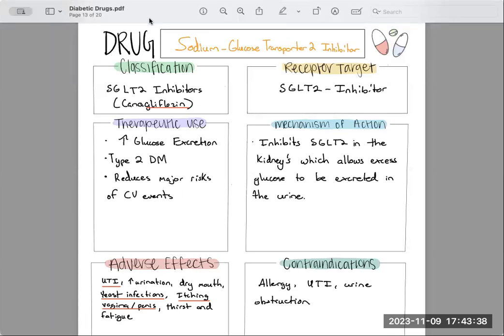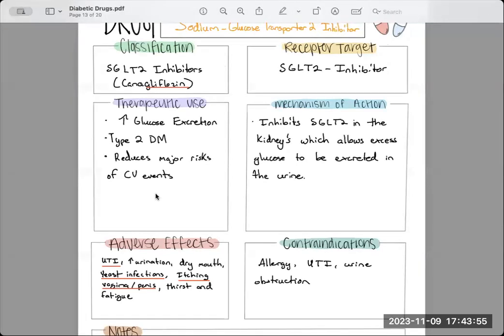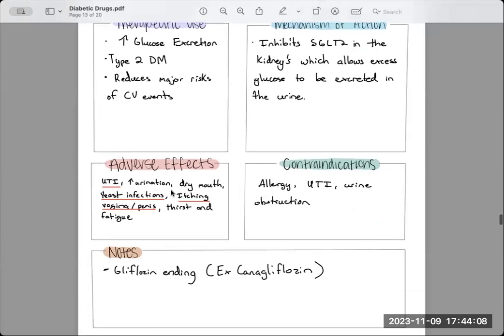by the kidneys. Since the kidneys are a major playing factor in this class of drugs, I wouldn't want to give these to someone who has renal impairment, right? Because they need the kidneys to do what they do, which is secreting the sugar in the urine. So we increase glucose excretion. That's what this class of drugs does. They all end in gliflozin. They all end in that same ending, and they're all given just for type 2 diabetes.